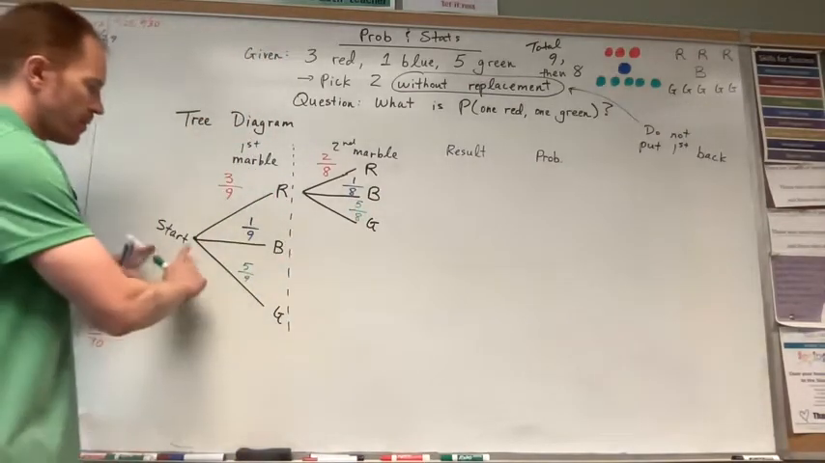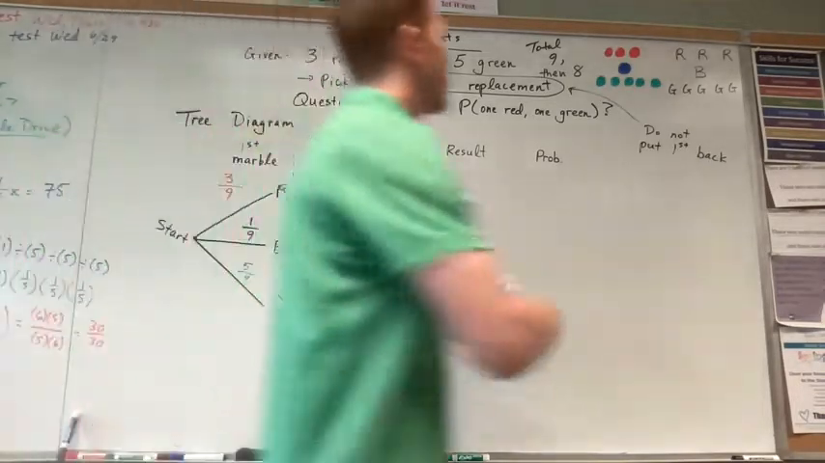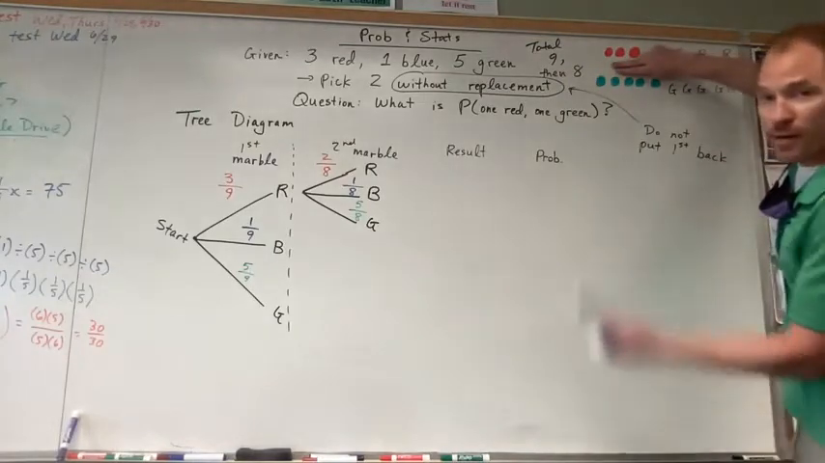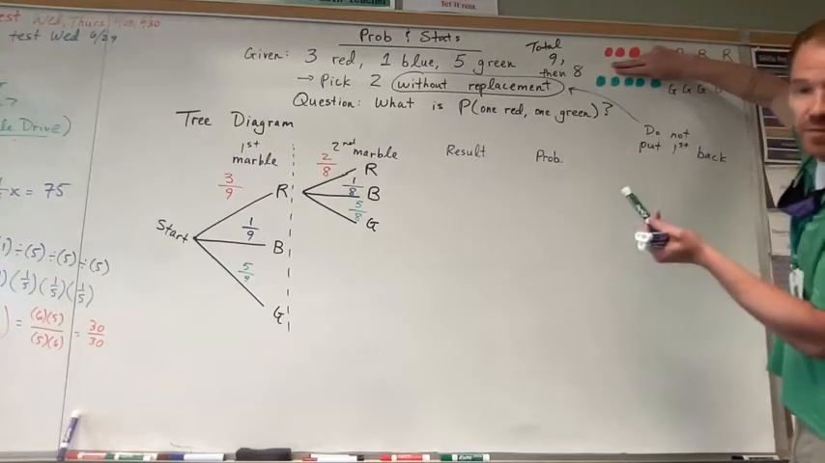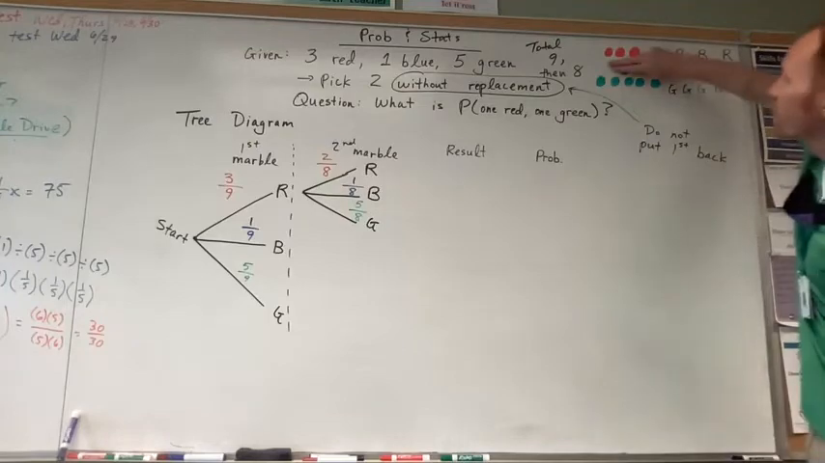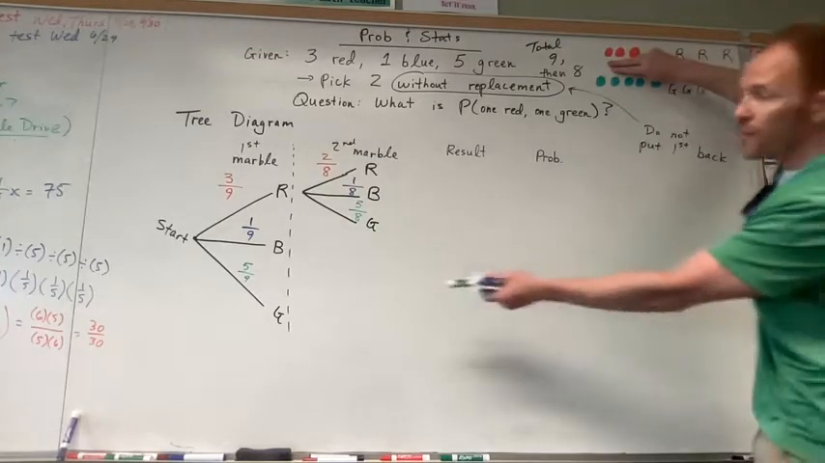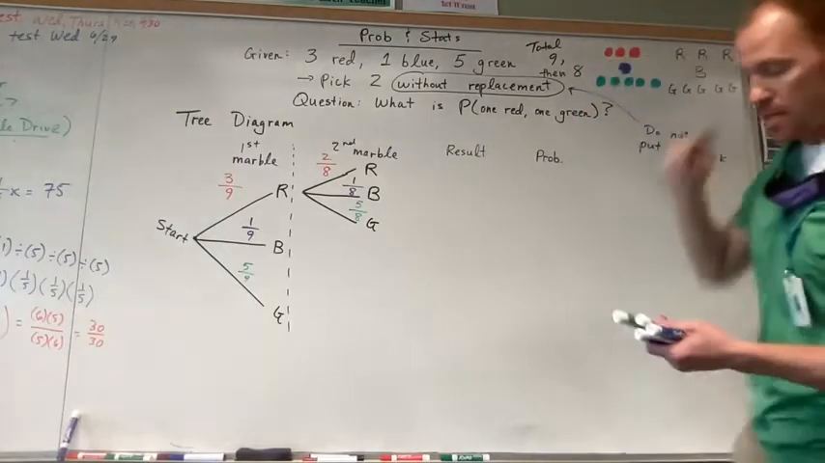But what if the first marble was blue instead of being red? So if I pick the first marble, let's see if I can just cover that part up, and now I go to pick the second marble. What are the possibilities for the second marble after the first marble being blue? Well, since we're not putting the first marble back, if the first marble's blue, it's gone. So off of this branch, I only have 2 possibilities, red or green.